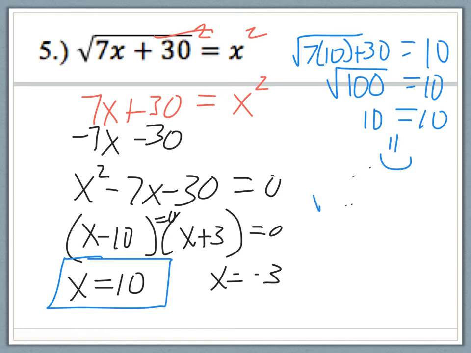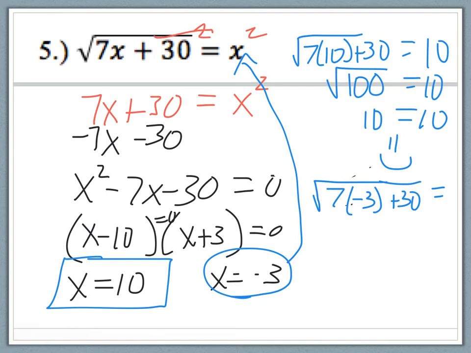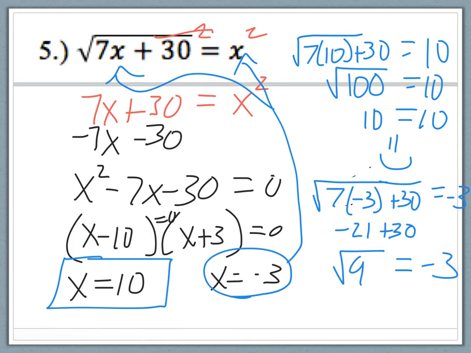So that's square root of 7 times negative 3 plus 30. I'm still plugging this in for both of these x's, so we're hoping that it equals negative 3 for this one. That's going to be negative 21 plus 30. Well, that's 9. So that's going to be the square root of 9, and we want it to equal negative 3. Well, square root of 9 is just a positive 3, so it does not equal that. So that's a no-go. This bottom one does not work out, so it is not one of our solutions.